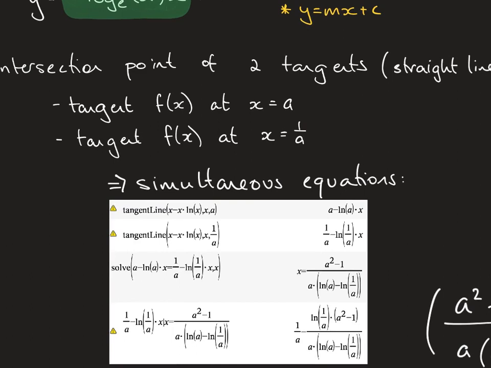So this is my original calculation from before. And then I copy and paste, or just go up and press enter and change that a into 1/a, and here is my second equation. And so what I want to do is make these two equations equal to each other. So this is my first equation, and that is here. This is my second tangent line, that's there.